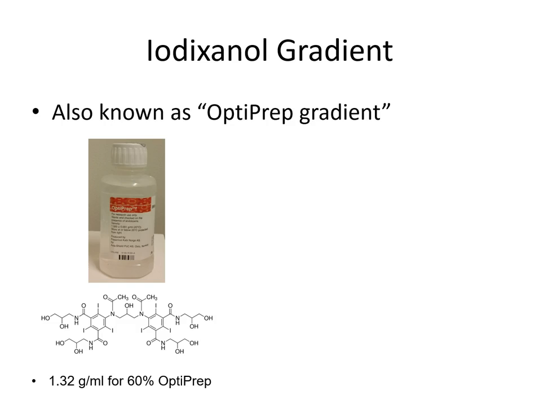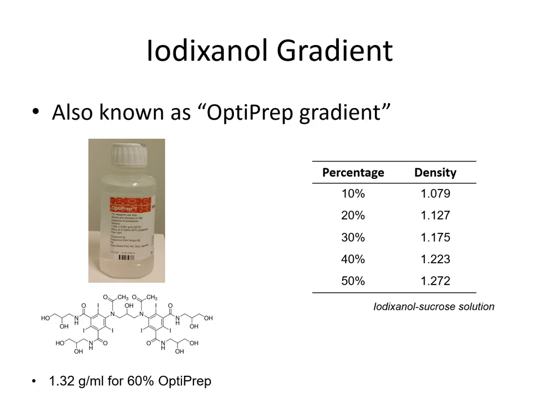The iodixanol gradient is also known as OptiPrep gradient. OptiPrep is a product name of iodixanol. You can buy it as 60% OptiPrep with a 1.32 gram per ml density. There are different types of iodixanol solutions which have different density. In case of EV isolation, iodixanol sucrose solution is commonly used. This table shows the density of each percent of iodixanol when we use an iodixanol sucrose solution. More information can be found on the commercial webpage of OptiPrep.